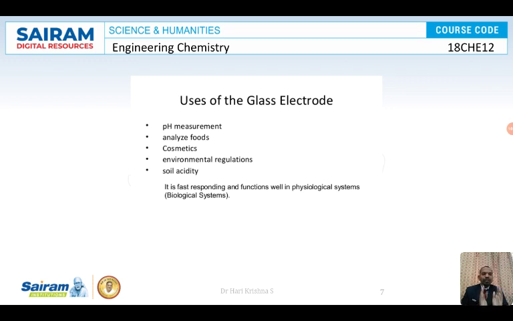So the glass electrode is mainly used to determine the pH. How to determine the pH, we'll discuss in our next discussion.